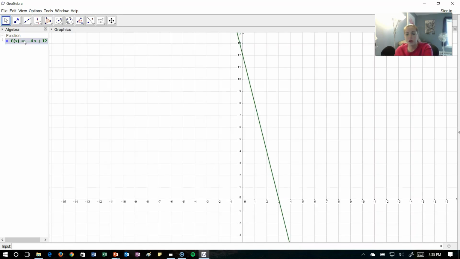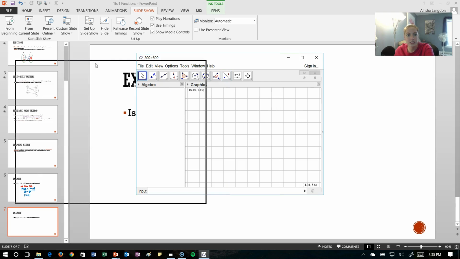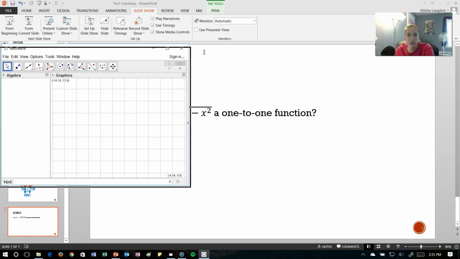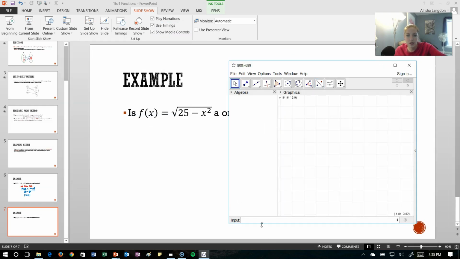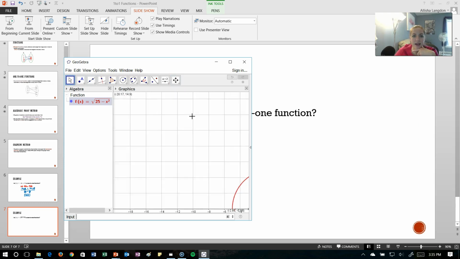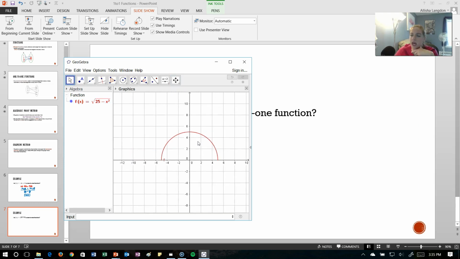So GeoGebra again, because it's a favorite. In the input, we're going to put f of x equals square root, which is just SQRT. It's actually the same thing as if you were to use Excel. Excel uses SQRT as well. 25 minus x squared, close parentheses. We're going to look at that function. So it kind of looks like a half circle.